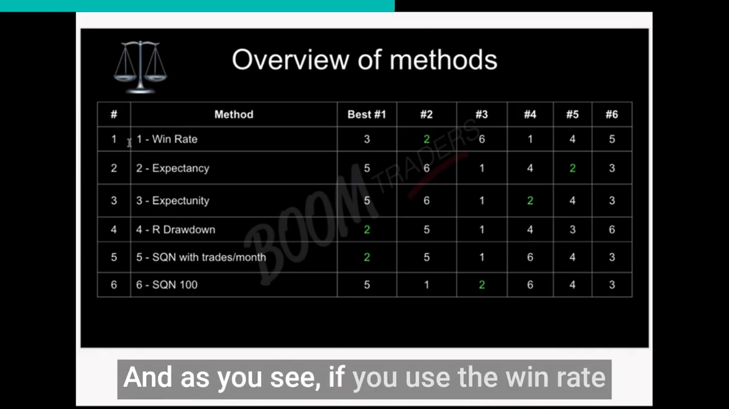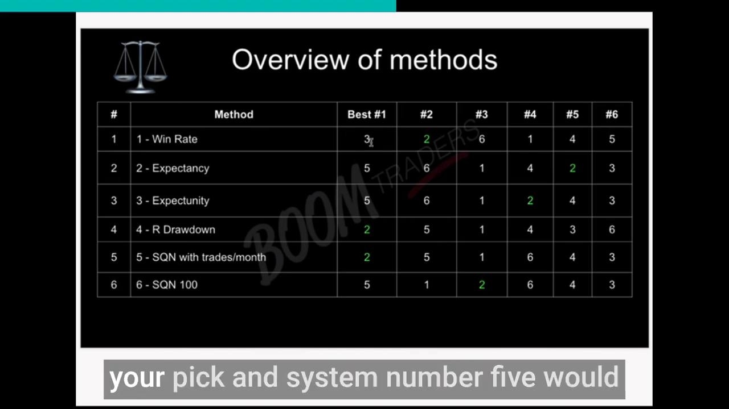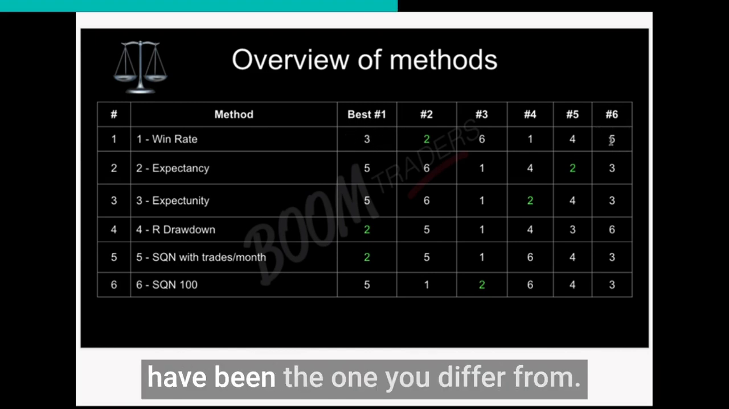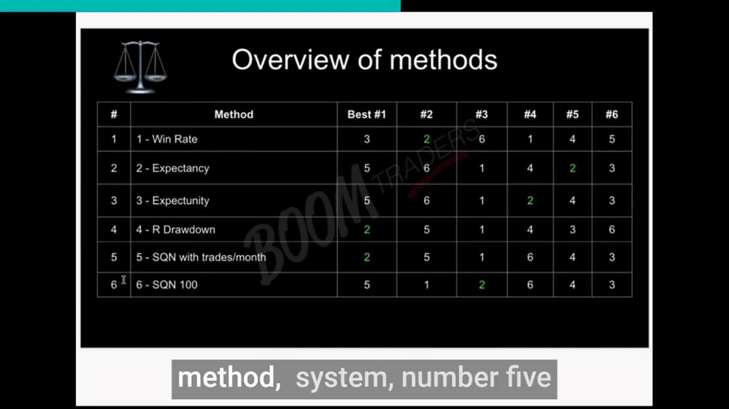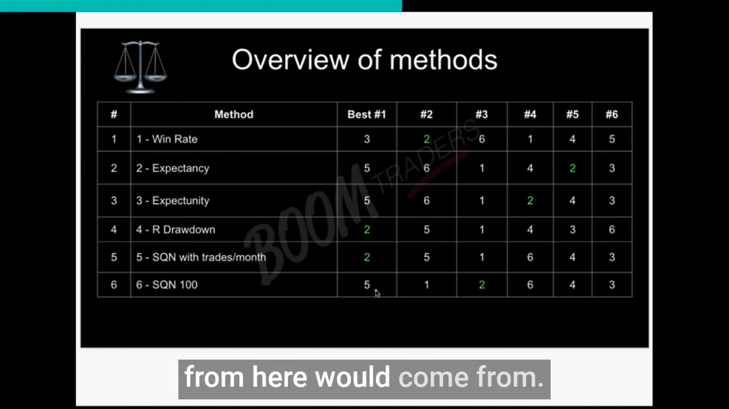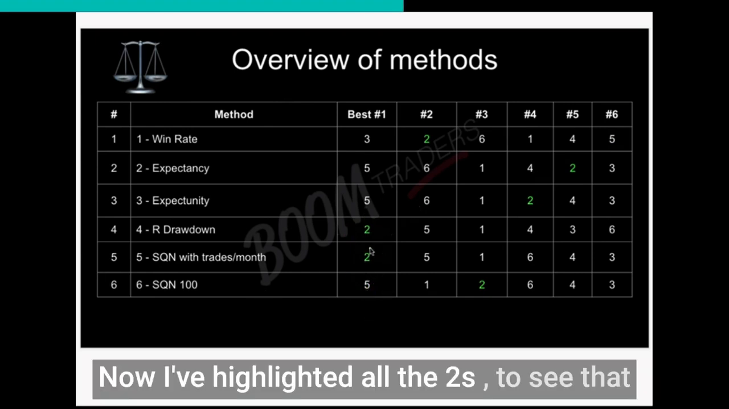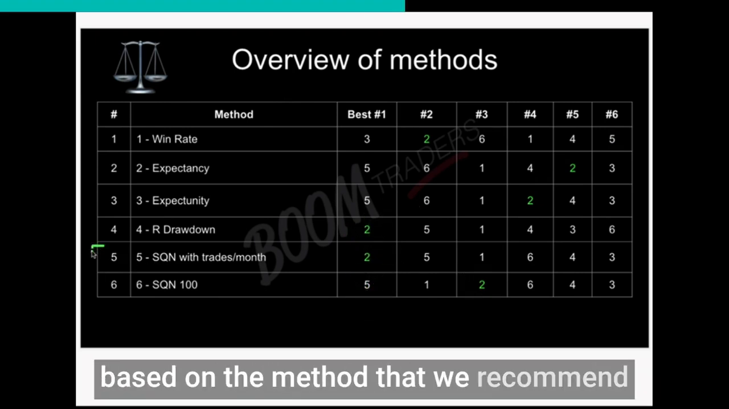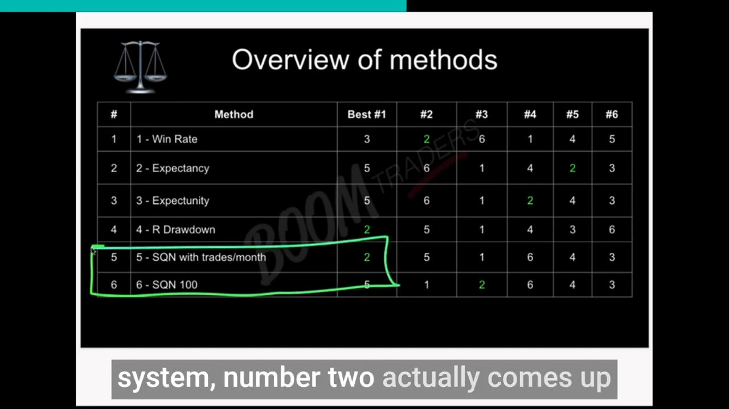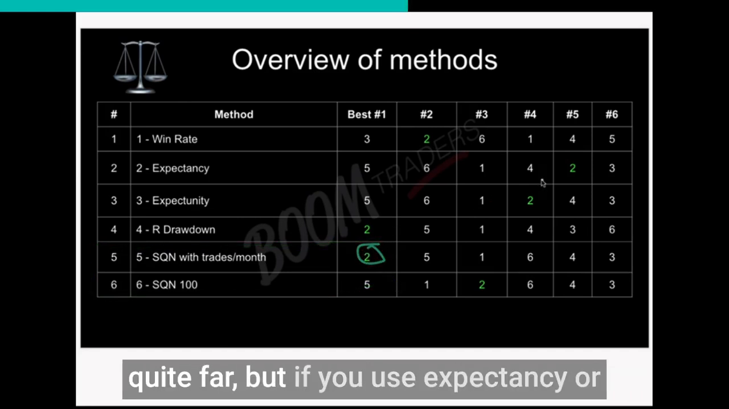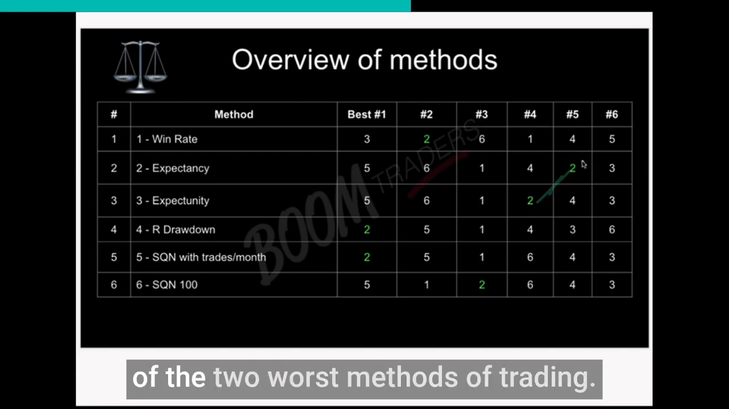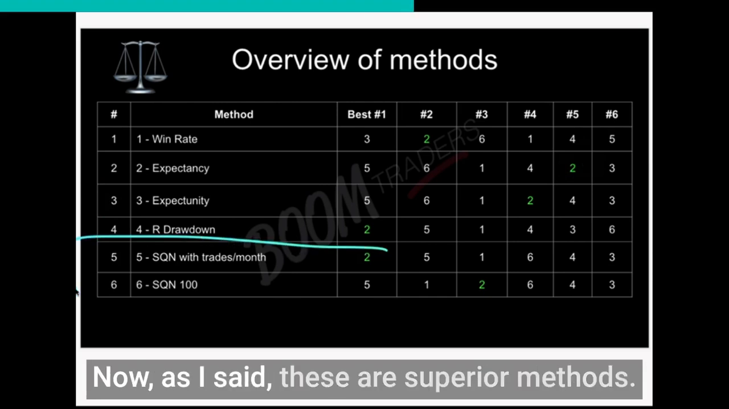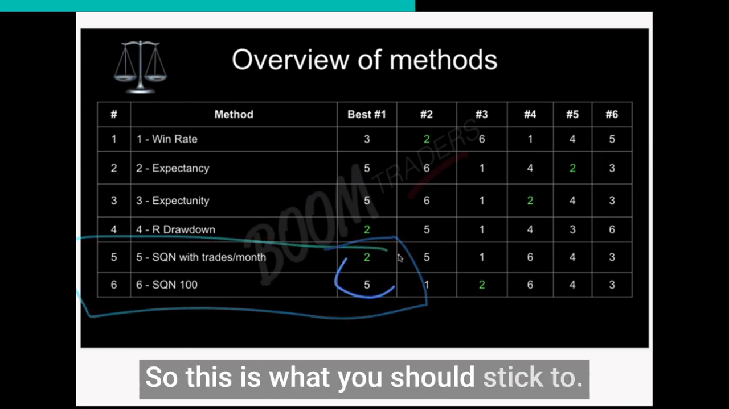And as you see, if you use the win rate, system number 3 would have been your best, and system number 5 would have been the one you differ from. Whereas if we use the SQN 100 method, system number 5 moves up here. Now I've highlighted all the twos to show that based on the method that we recommend, system number 2 actually comes up quite far. But expectancy or expectunity is actually considered one of the two worst methods. As I said, these are superior methods, so this is what you should stick to.